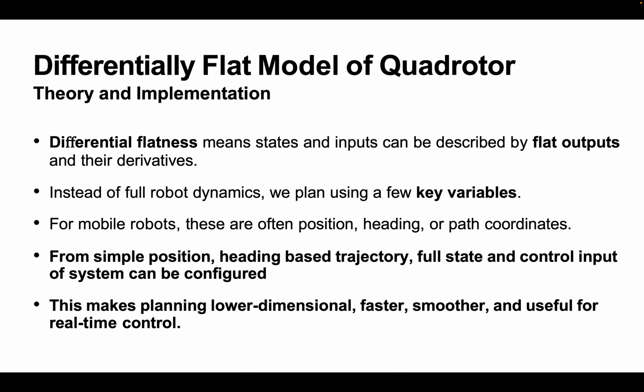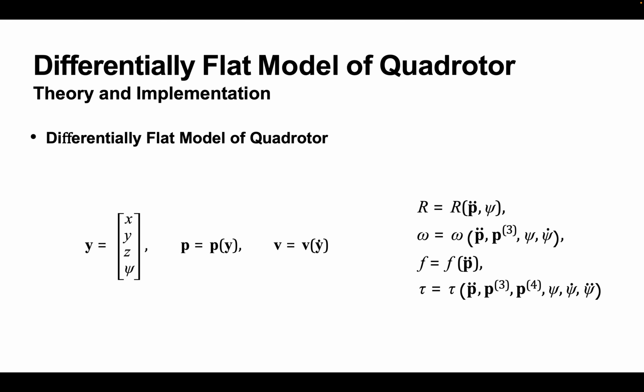Differential flatness means that the full state and control inputs of a system can be represented by using a small set of flat outputs and their derivatives. For a quadrotor, instead of directly planning in full dynamic state space, we can plan using position and yaw. This reduces the planning dimension and makes trajectory generation faster, smoother, and more suitable for control.